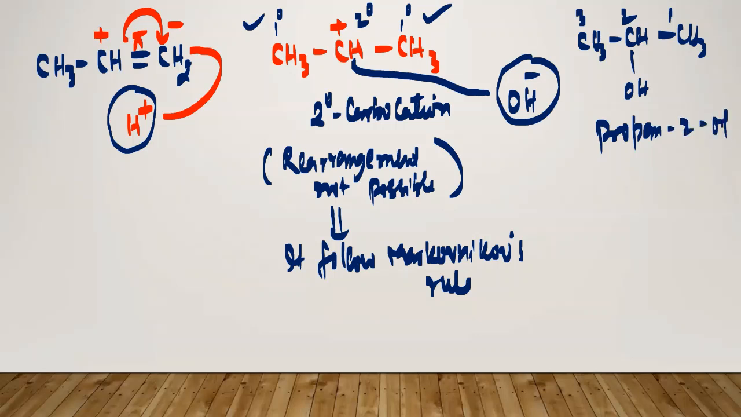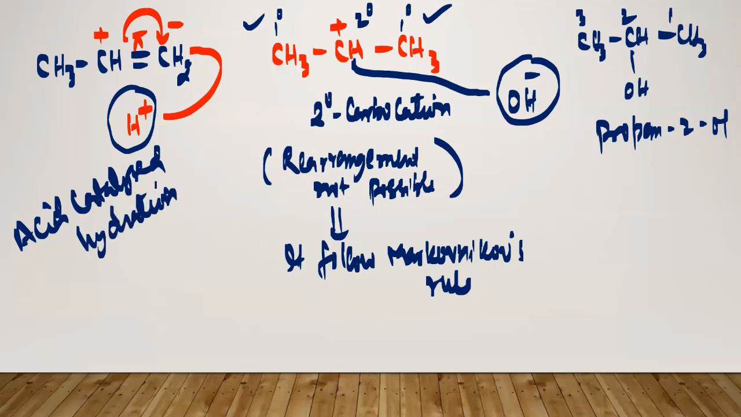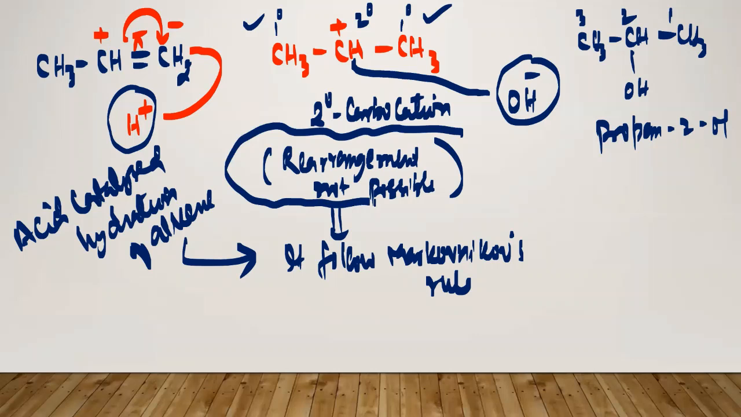So this is my propan-2-ol. This is your acid catalyzed hydration. In this acid catalyzed hydration of alkene, it has followed the Markovnikov's rule, my dear friends. You have seen that rearrangement is not possible. So when rearrangement was not possible, it follows Markovnikov's rule. So wherever you feel that rearrangement is not possible, then directly follow the Markovnikov's rule. But there are some examples which I want to show you where carbocation rearrangement takes place.